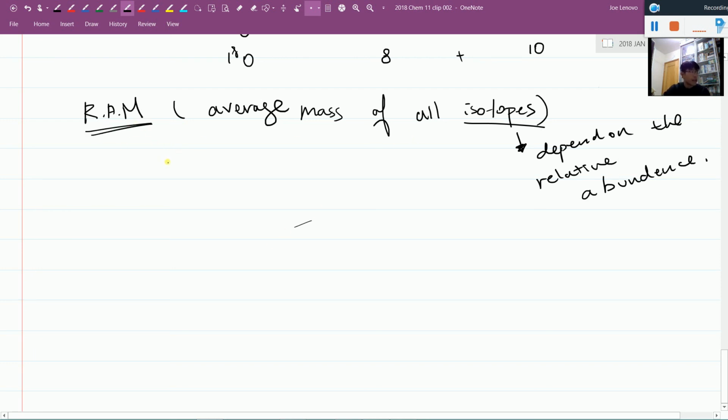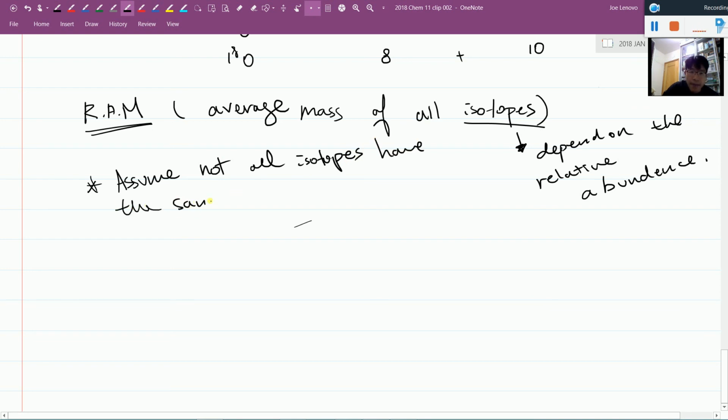When you do this, there are a few assumptions that I'd like you to realize. One thing is that not all isotopes have the same relative abundance. They're not 50-50 or spread evenly. Some of them are definitely more abundant than the others.